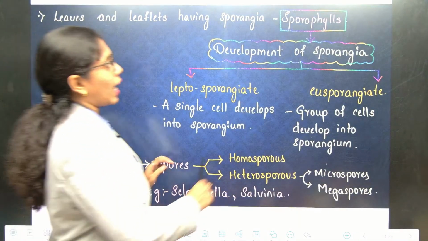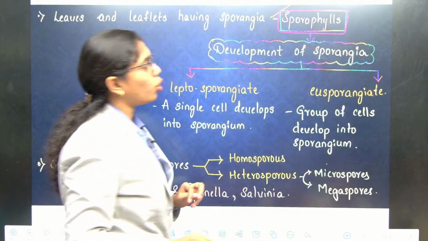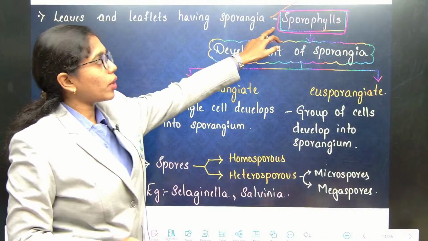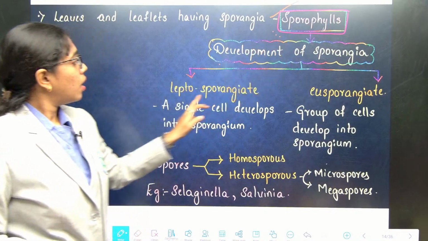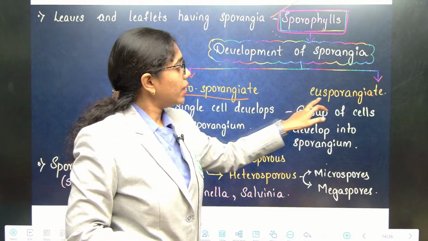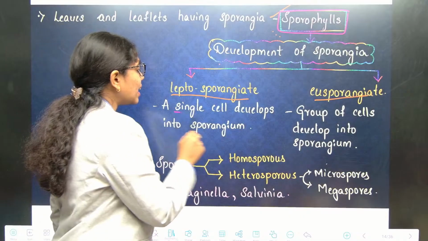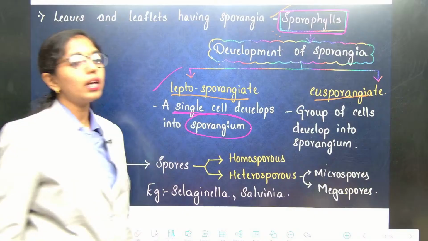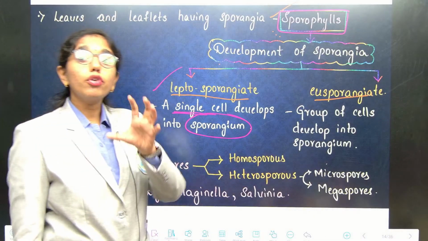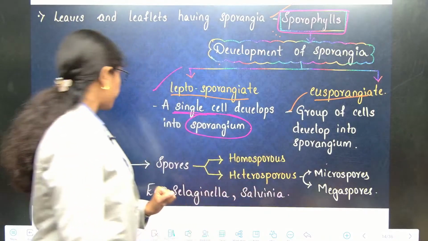They have sporangia. What are those structures known as? Sporophylls. Development of sporangia occurs where? Over the sporophylls. The development can be leptosporangiate or eusporangiate. If a single cell is involved in the development of sporangium, it is known as what? Leptosporangiate. If a group of cells are involved in that, it is known as eusporangiate.